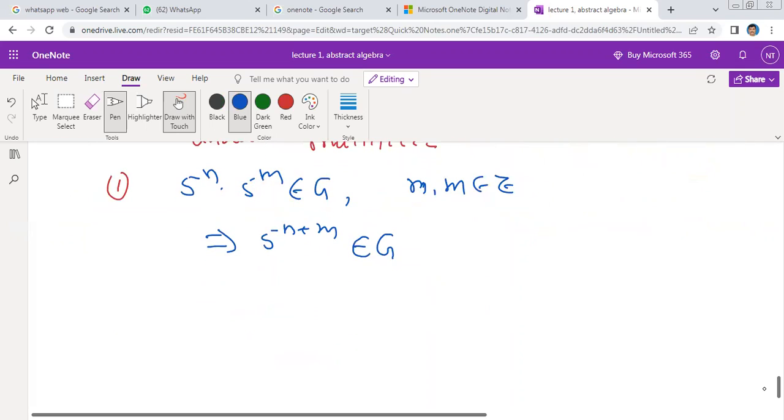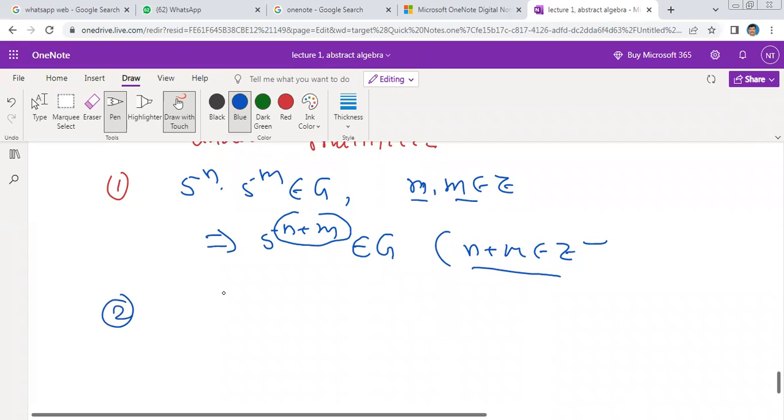When do we say it is in G? When m plus n belongs to Z. Very good. N plus M belongs to Z because n belongs to Z and m belongs to Z. The sum of two integers is again an integer. Therefore, closure property is satisfied. Then associative property is also satisfied. Associativity satisfied. Then the third one, identity property.